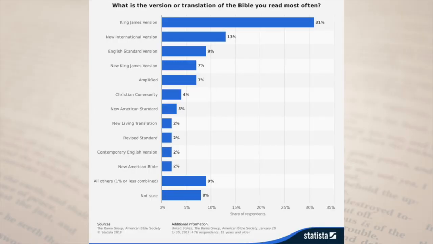But best-selling doesn't necessarily mean the most read. Also in 2018, the Barna Group did a study of the most read Bibles of that year, and the results were much different. As you can see from this chart, the most read Bible by a wide margin is still the King James Version, followed at a distance by the New International Version, and then in third is the English Standard Version. And so, with all the Bibles that we have discussed, how do you choose a version to read today?